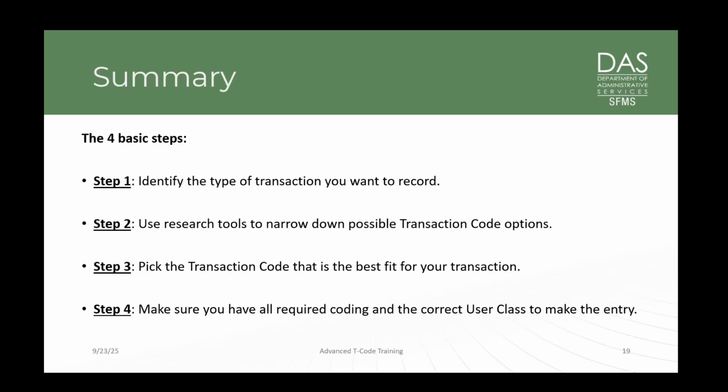So in summary, when we're using transaction codes, there's really 4 basic steps that we're going to go through today over and over again to help you find the right T code. Step 1, you're going to identify the type of transaction that you want to record. Step 2, you're going to use all those research tools that we talked about to narrow down the possible transaction code options. Step 3, you're going to pick the transaction code that is the best fit for your transaction. And step 4, make sure you have all the required coding and the correct user class to make the entry. And that's it. Easy peasy every time. Not that easy, but it is the 4 basic steps that we want to go through.